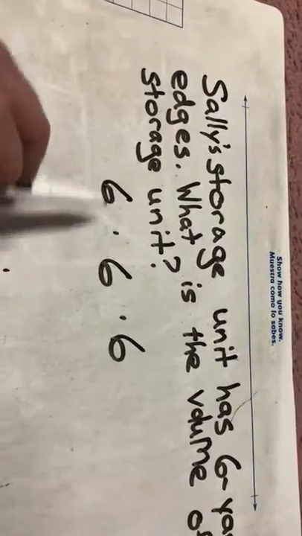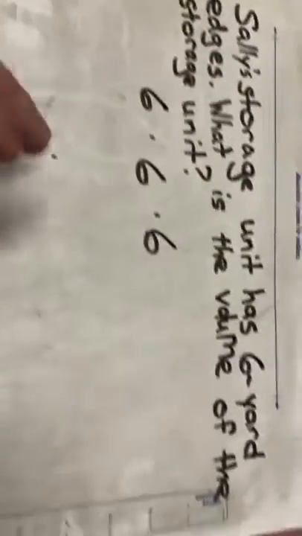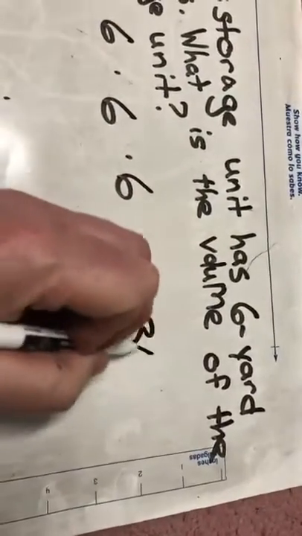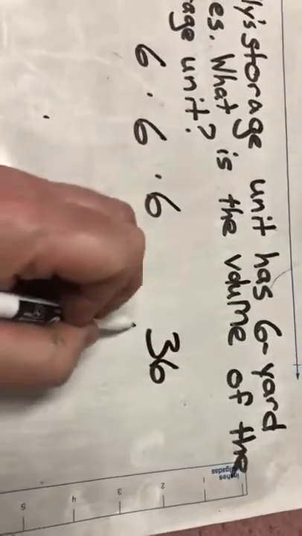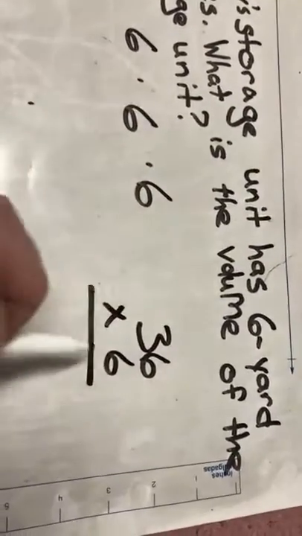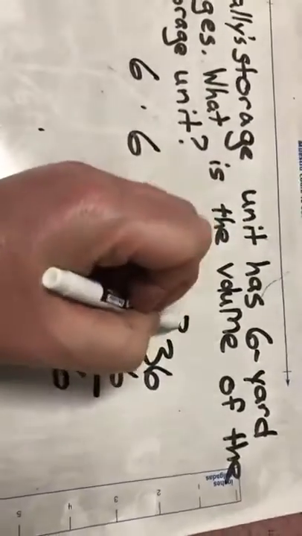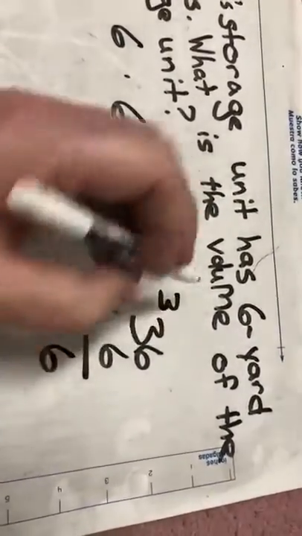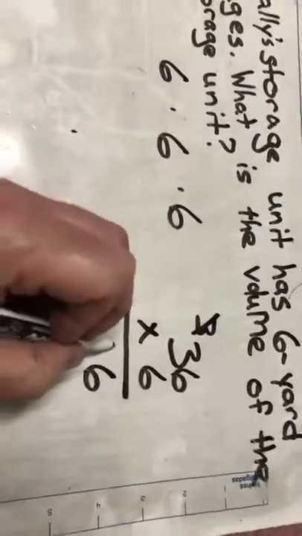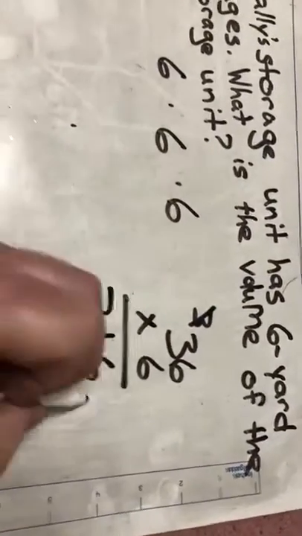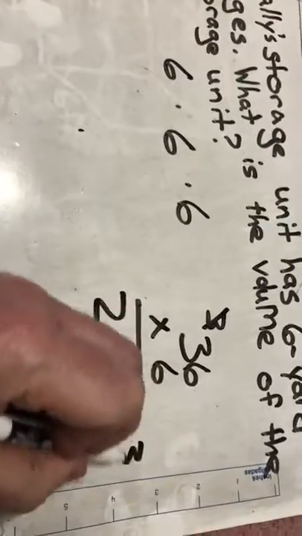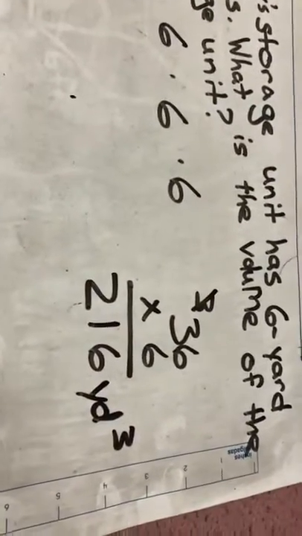Well, I know that 6 times 6 is 36, so I'm just going to take that 36, and I'm going to multiply it by my other 6. 6 times 6 is 36. Put the 6 down, carry the 3. 6 times 3 is 18, plus 3 is 21. I get 216 cubic yards.